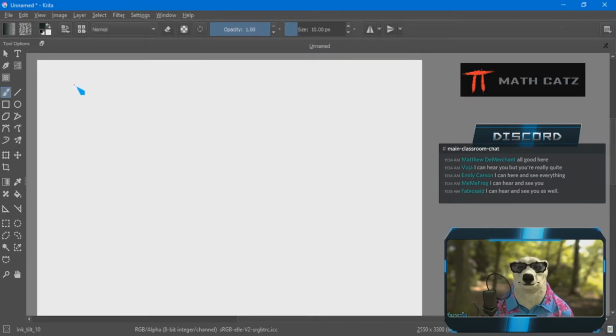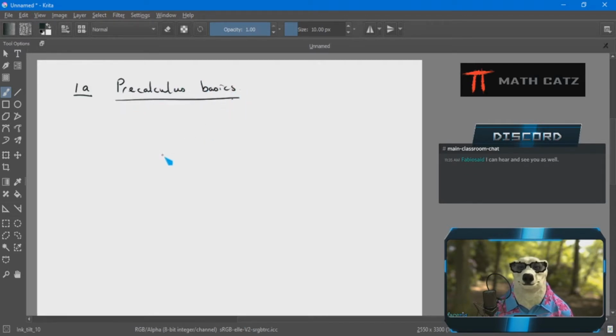So we are doing topic 1A, very simple. Okay, perfect, thank you. Let me not name it like this. Let me call it Precalculus Basics, because it should be extremely basic.